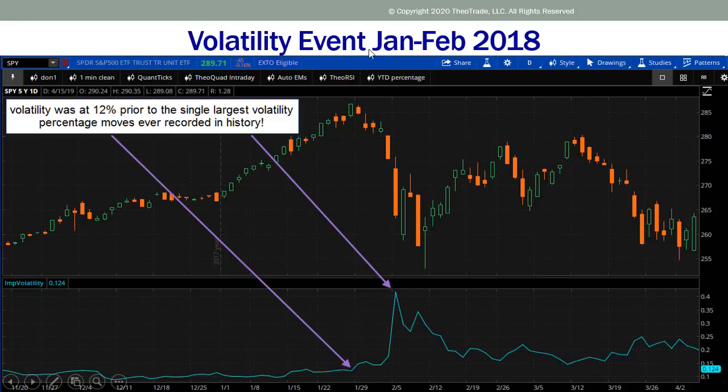Moving on. Here, we come into a volatility event: January and February 2018. This is a time they called the VIXplosion. It's one of the fastest one-day moves ever recorded to the upside. The volatility was 12, pretty much where it is right now, prior to the single largest volatility percentage move ever recorded in history. Is that a good thing for volatility-seeking animals like me?